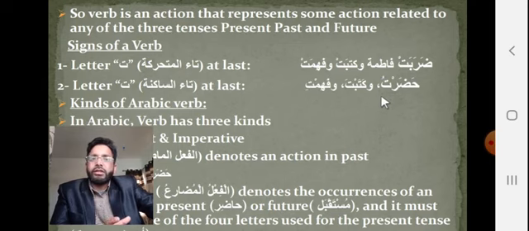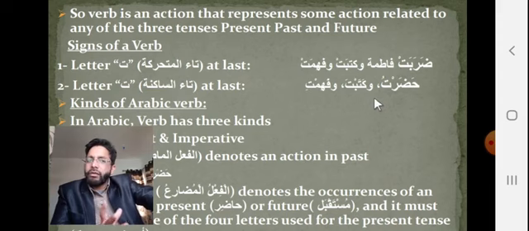So this is a sign of a kalima being a verb. We can never say that this is a noun. So this is a verb, and this is ta mutaharrik. Then the second sign is ta as-sakina. Ta as-sakina is the second sign.